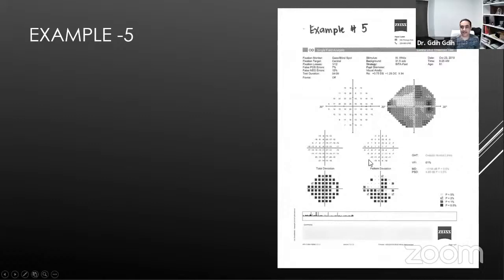Okay, let's look at this example now. Example 5. Look how bad the total deviation is, and look at the pattern deviation. It's improved a bit. So this could tell you that this patient has glaucoma and cataract at the same time. This part was affected by cataract, uniformly affected, and now it's been localized, highlighting the areas that have a real loss.